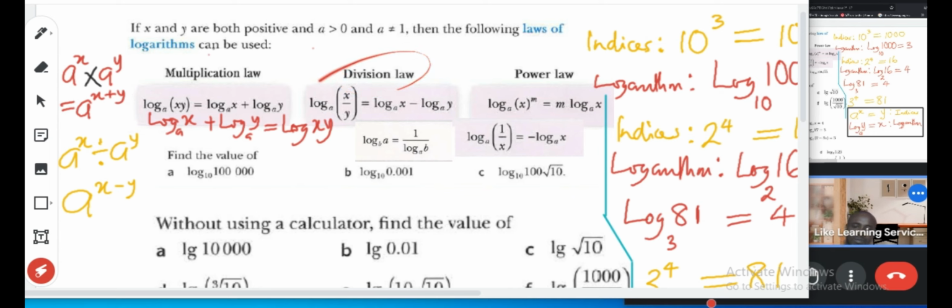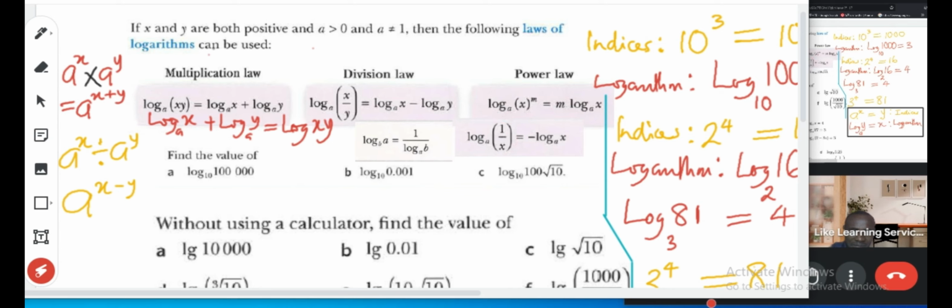That's the division law. Then the power law. Are you listening? If you have log of x in base a raised to power m, simply bring down the m. It becomes m log of x in base a. I'll give you examples. Okay, before I take that example, look at this one. Read out what I just circled.